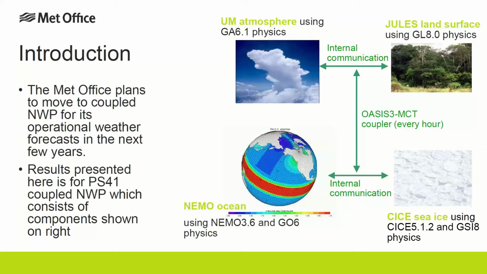I should have really drawn the OASIS arrows in between the UM and NEMO, because it's the UM and NEMO parts of the code that have the OASIS get and put commands, and then they pass the information onwards to the JOULES and SICE subcomponents after that.